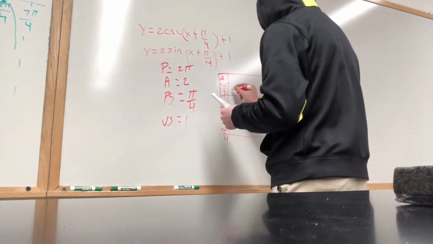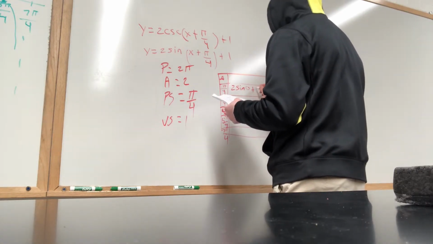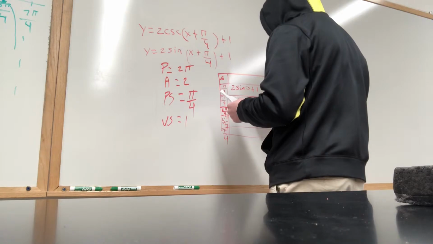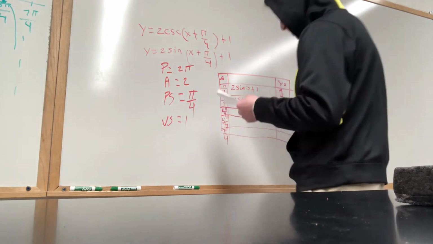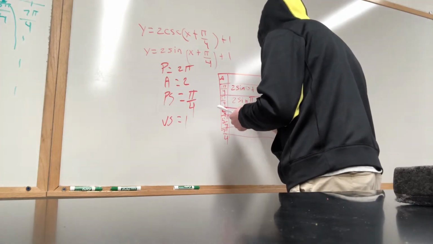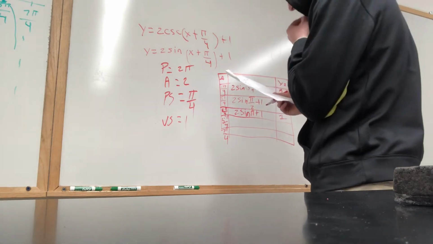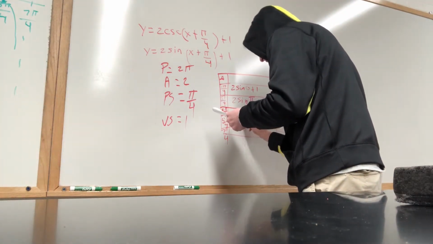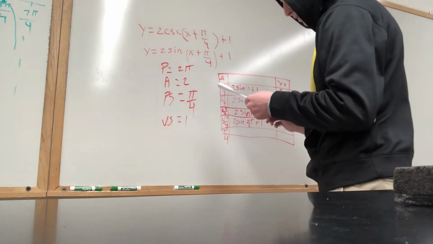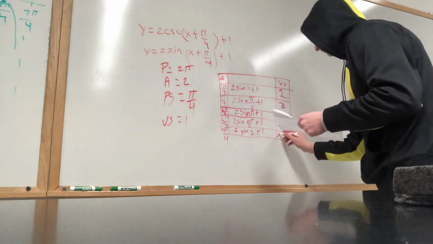So first we do 2 sine of 0, and then plus 1, which will be 1. Then we have 2 sine pi over 2 plus 1, which will be 3. Then we have 3 pi over 4, 2 sine, then will give us 2 sine of pi plus 1, that'll be 1. Then we have 5 pi over 4, which will be 2 sine 3 pi over 2 plus 1, that'll be -1. And then 2 sine 2 pi plus 1, and that'll be 1.